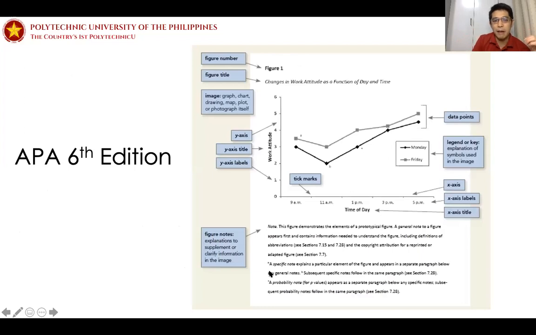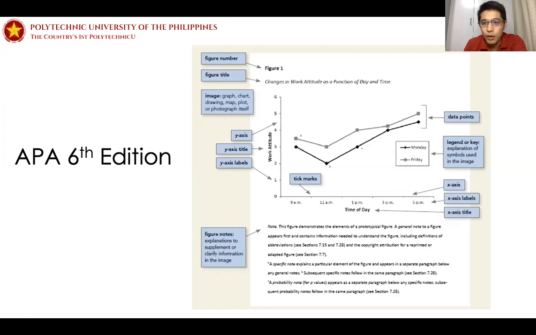Now, I have here an example of a figure using the APA 6th edition format. When you look at this, there is an X and Y axis. This is the entire figure, but we have to look at how this figure is being numbered, how this figure is being titled, and how this figure is being discussed.